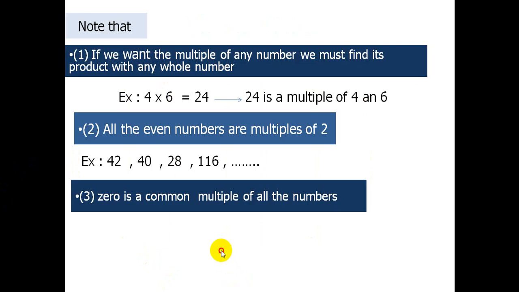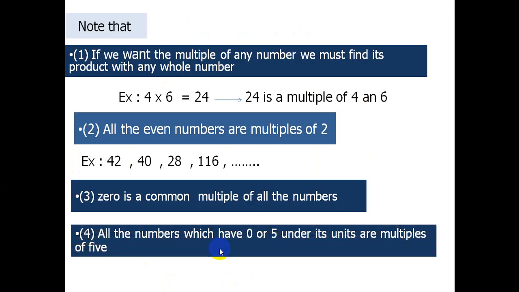And after it, I have the first note. All the numbers which have 0 or 5 under its units are multiples of 5. What's the meaning of this? He said here again, all the numbers which have digit 0 or digit 5 under its unit are multiples of 5. Let's see this.